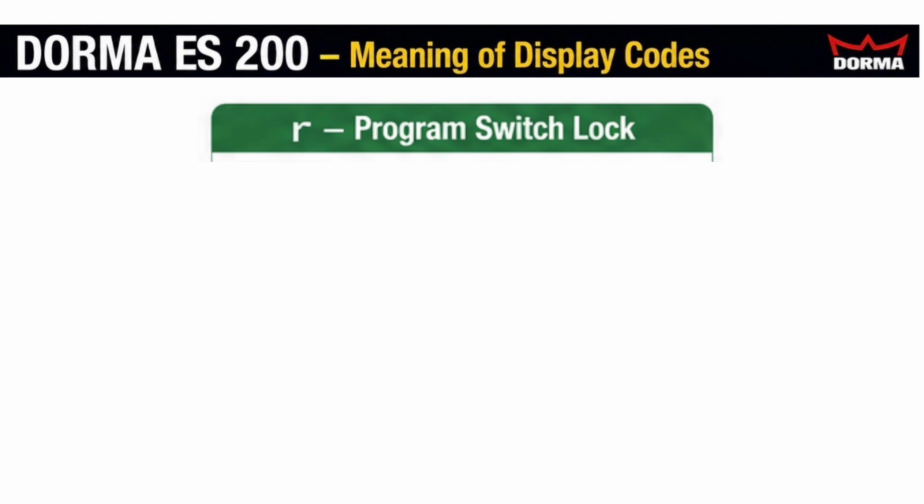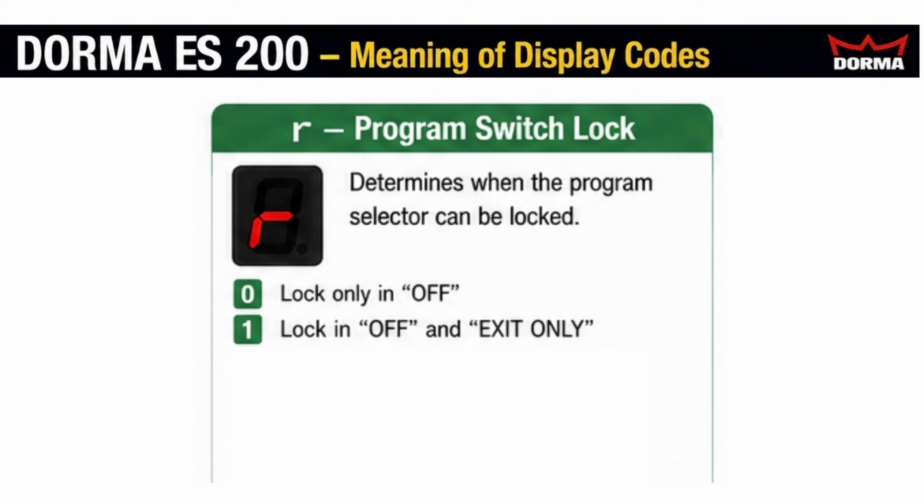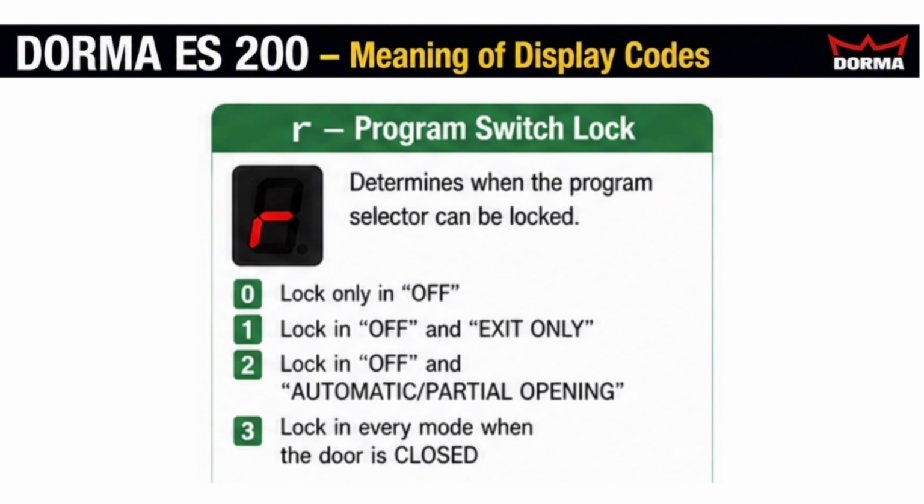Display code R. Program switch lock. The next parameter is R, which controls when the program selector can be locked. R0 is the selector can only be locked when the door is in OFF mode. R1 is the selector can be locked in OFF mode and exit only mode. R2 is the selector can be locked in OFF mode and automatic or partial opening mode.